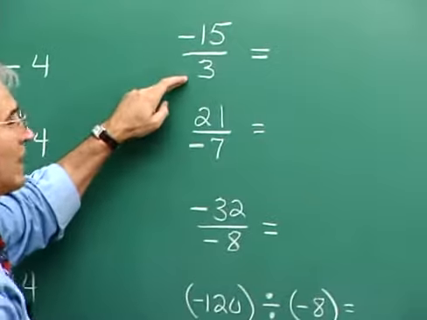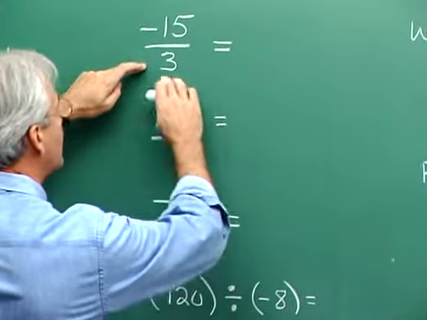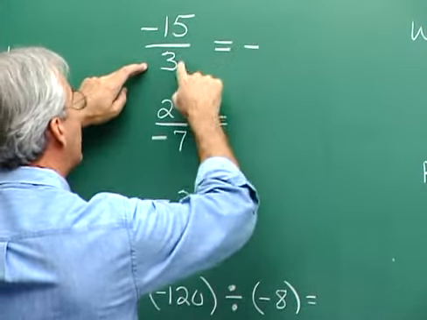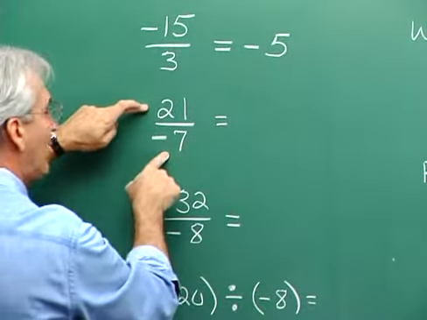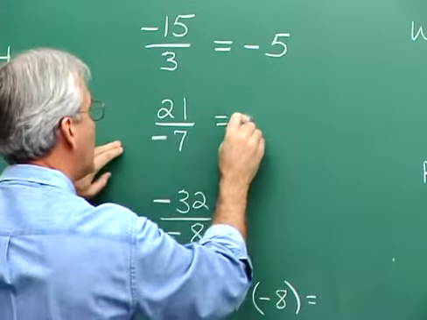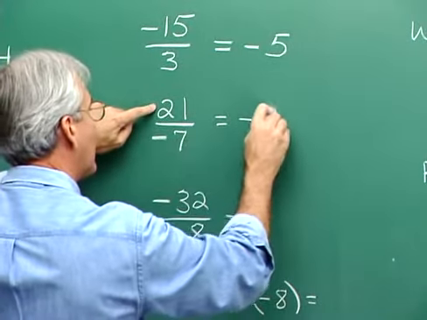Negative 15 divided by 3. Negative divided by positive. Different signs, negative answer. 15 divided by 3 would be 5, so we have negative 5 for the result. 21 divided by negative 7. Unlike signs, negative answer. 21 divided by 7 is 3.